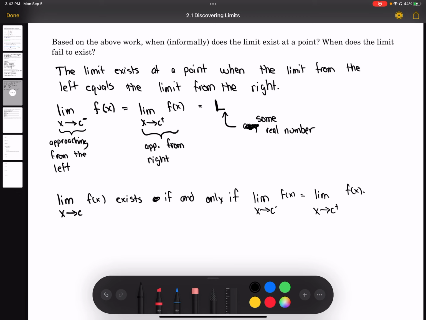All right, so that's going to conclude our video for just the theoretical parts of limits. This next video, we'll talk about doing analytical methods to find limits.